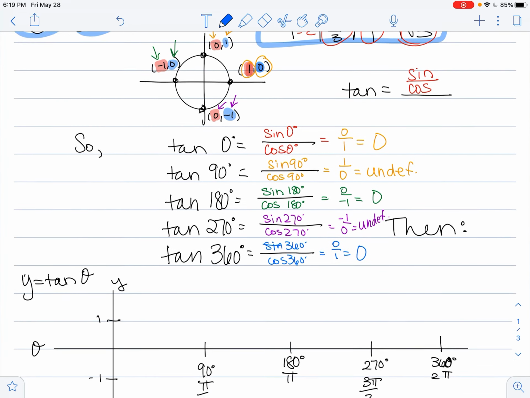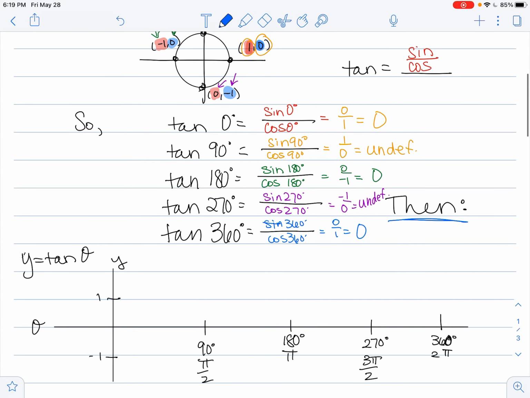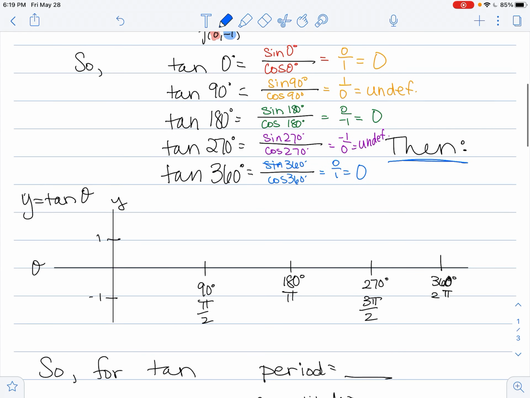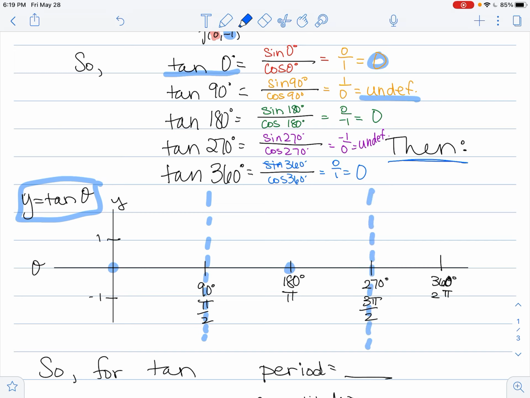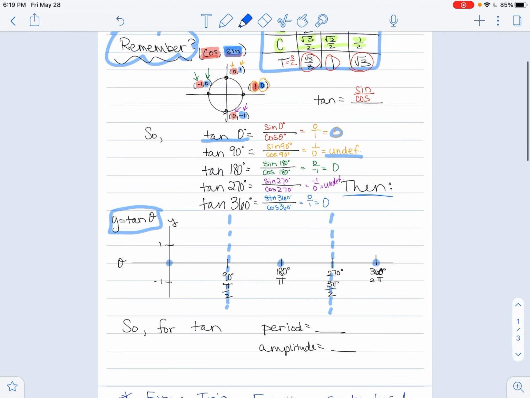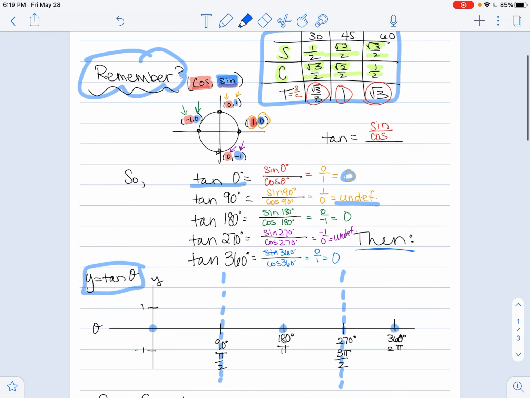So here's the deal. If I were to graph this, the tangent function looks like this. Tangent of 0 is 0, so at 0 we plot it right here. But at 90 degrees, it's undefined, so we have what's called an asymptote, where it's undefined. Tangent at 180 is 0 again. Tangent at 270 is another asymptote because it's undefined. And then tangent of 360 is 0. Well, we don't know what to do with that.